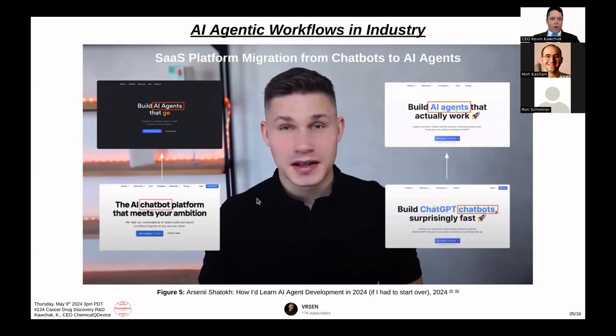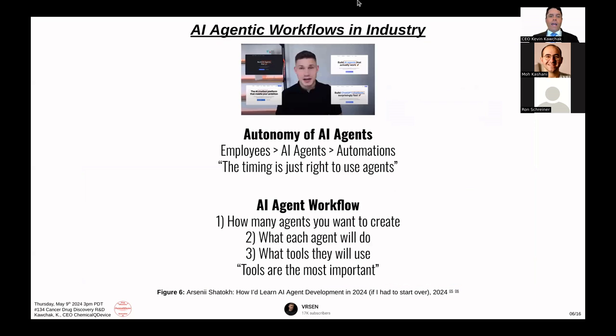And what Arsenii Shatokh said is basically everything is switching from this chatbot mentality to more AI agents, more versatility, more function. And he referred to this basically for SaaS platforms, but just imagine our typical interactions with task bots or chatbots being more and more functional, more and more practical. So obviously we're talking about autonomy of AI agents, and for a long time, in my understanding, it'll always be employees over AI agents, and then other types of software automations that we've seen.